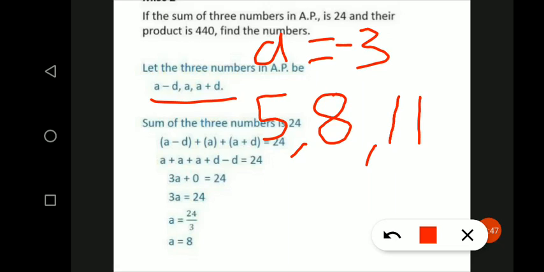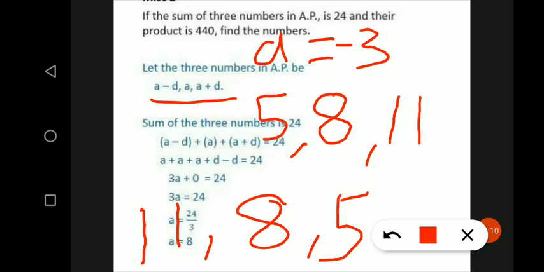Now what happens if you take d is equal to minus 3? Then a minus d will be a minus minus 3, which means a plus 3, 8 plus 3, 11. So in the first place you will get 11. Then a will be 8, and then you will get 8 minus 3, 5. So again the numbers are the same. So no need to solve two times, or you can write directly that the three numbers are 5, 8 and 11 as the answer.